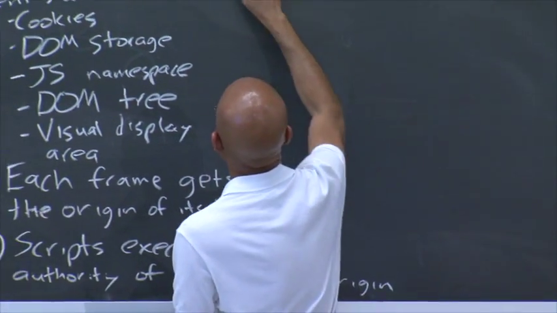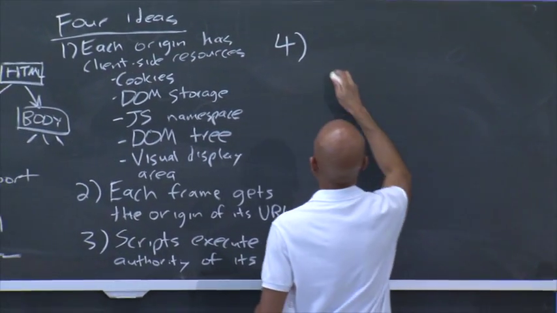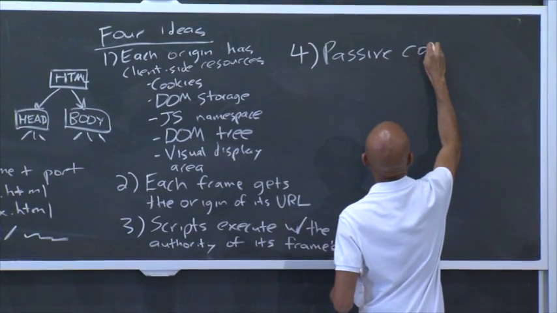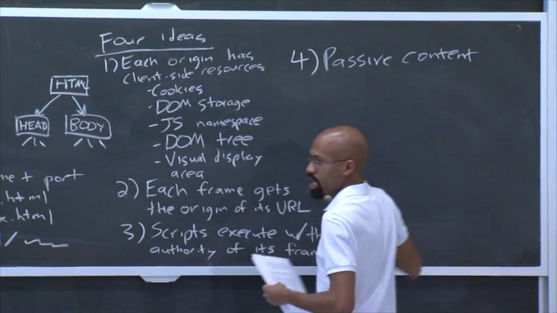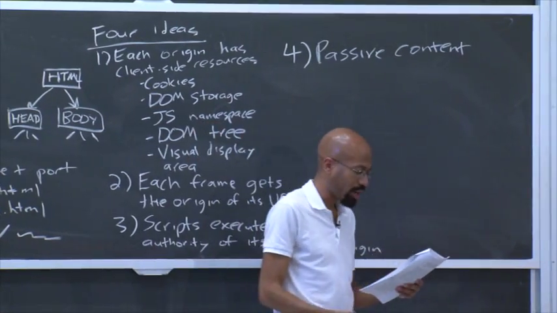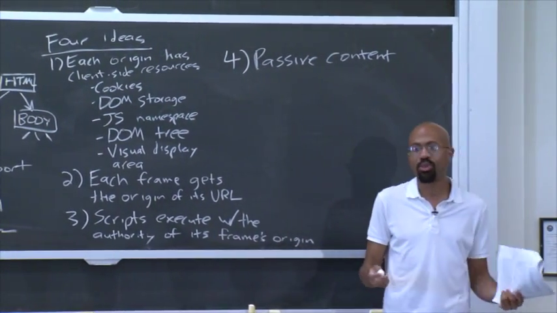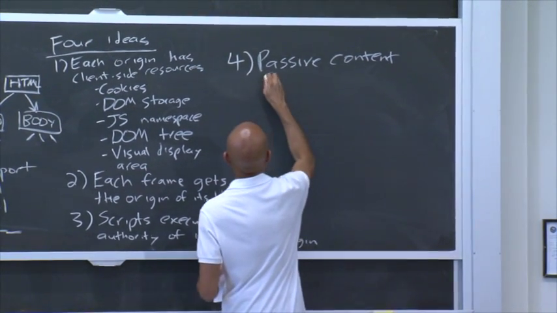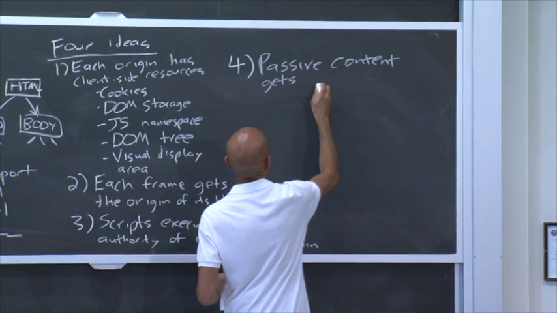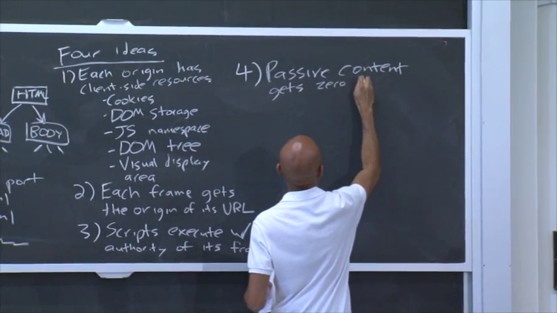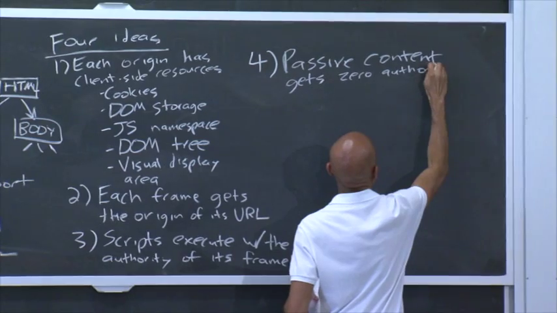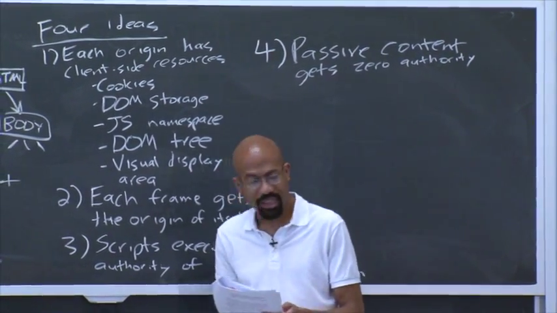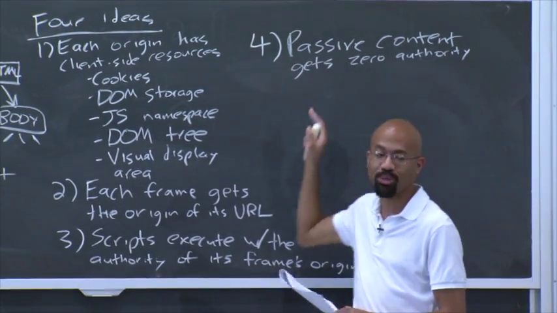And the fourth thing is there's passive content. By passive content, I mean things like images, for example, right? Or CSS files or things like that. These are things which we don't think of as having executable code. So passive content gets zero authority from the browser. So that kind of makes sense. We'll see why this fourth thing is a little bit subtle in a second.